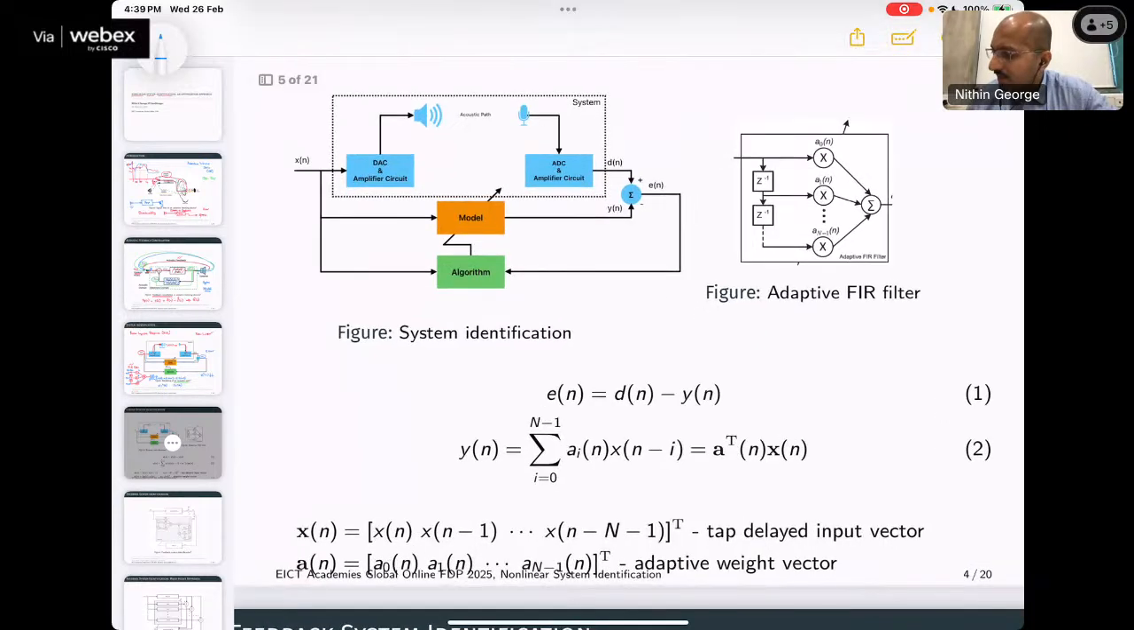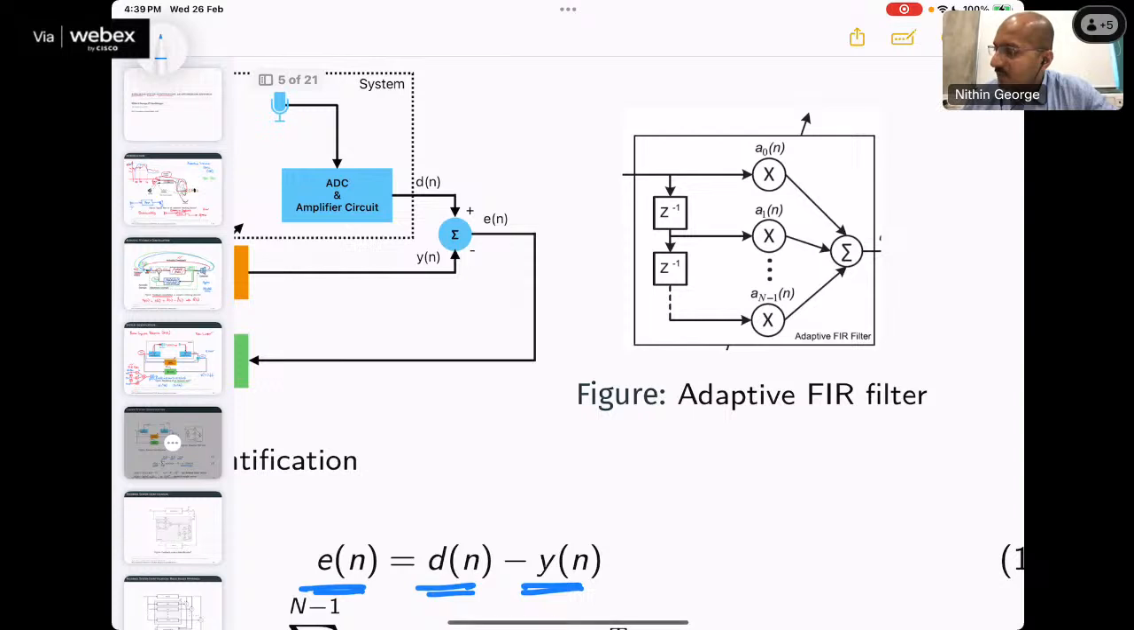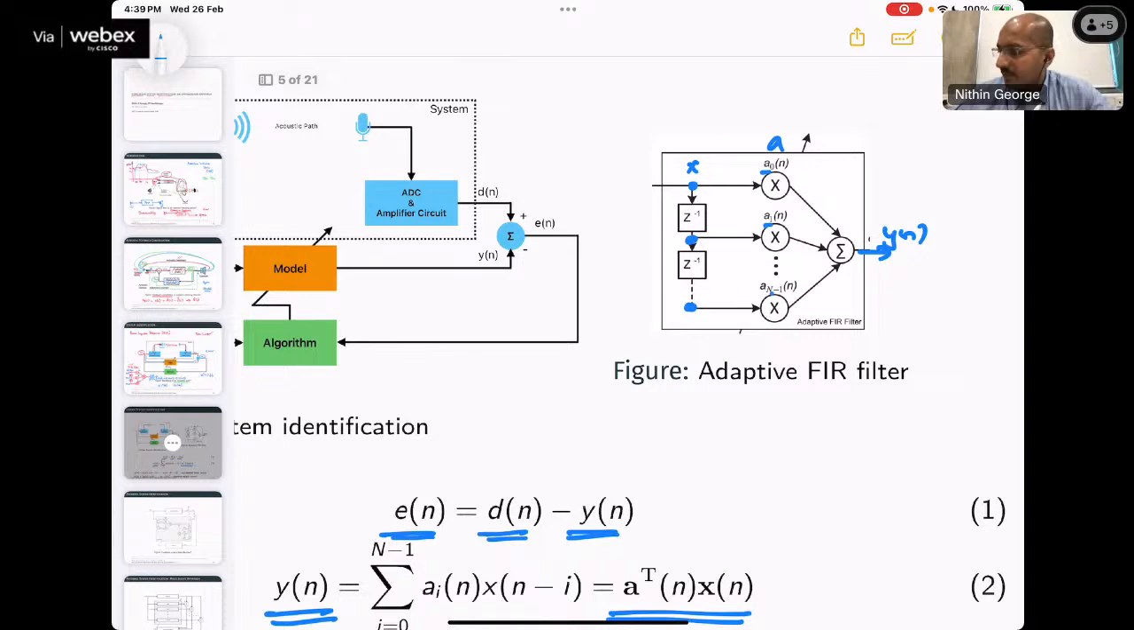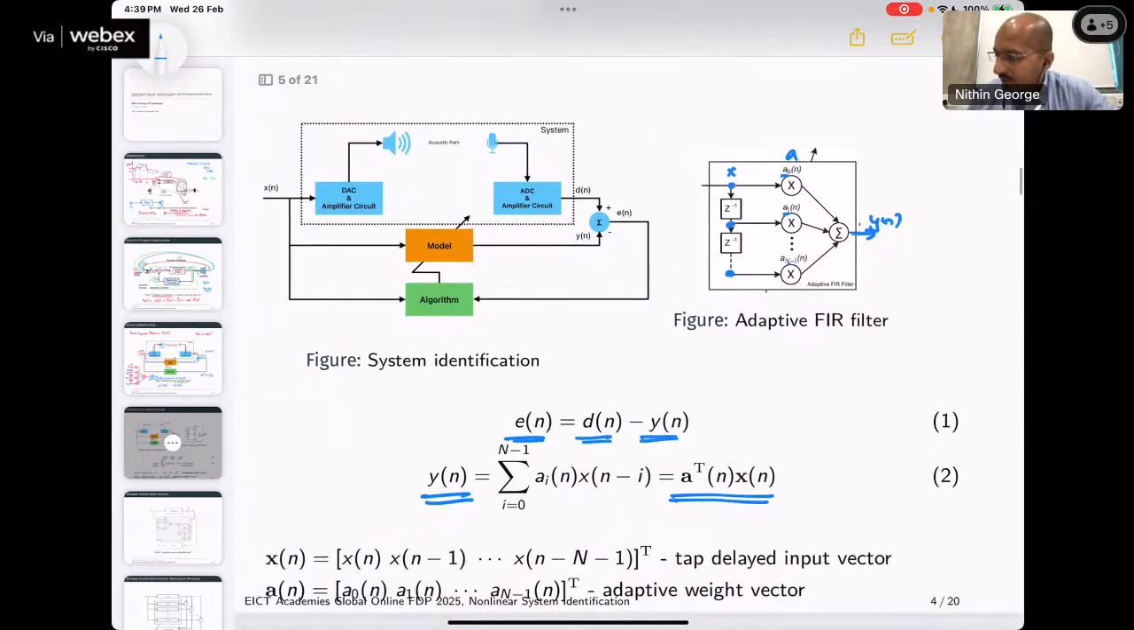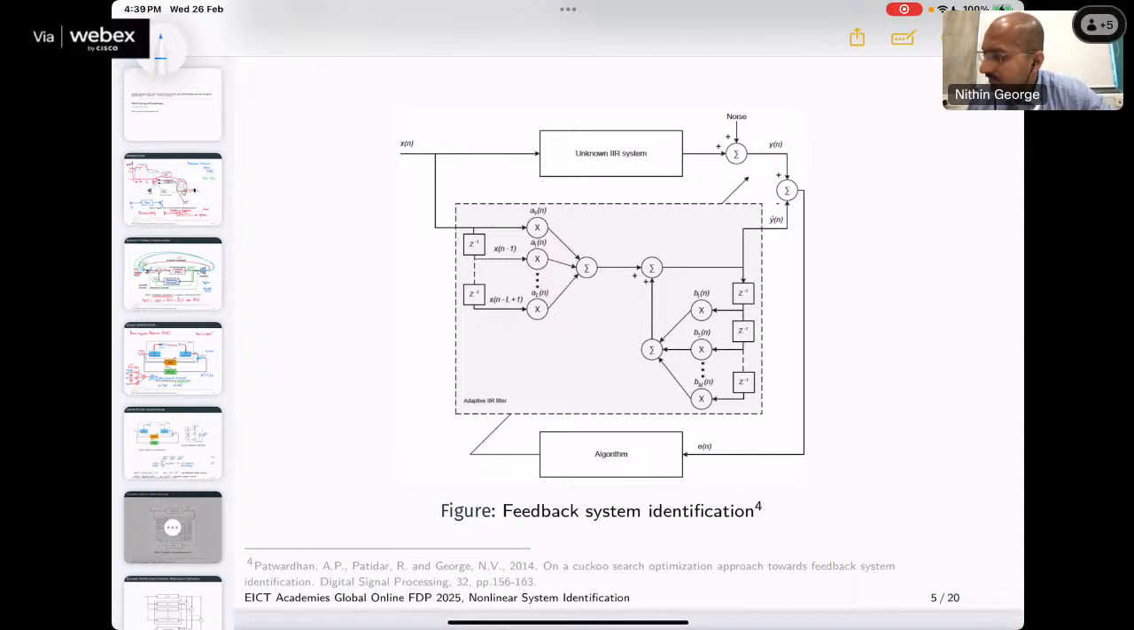So in a simple form, what we do is that we define the error signal e, which is d minus y. But what is y? y is a transpose x. This signal over here is your x, and this is your a vector, which is a0, a1, etc. You multiply and add, you get this output, which is equal to y of n. Understood? And it is not necessary that it has to be an FIR. It can be an IIR. It can be a neural network. It can be anything else. Okay, so suppose I am considering an IIR filter or an FIR filter.